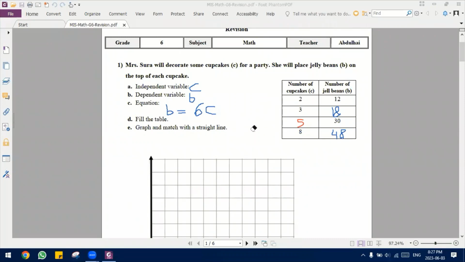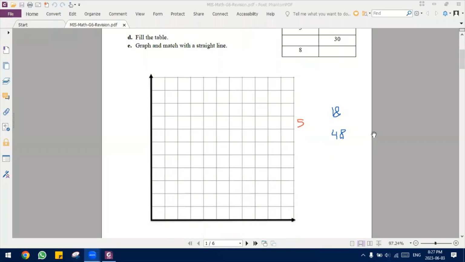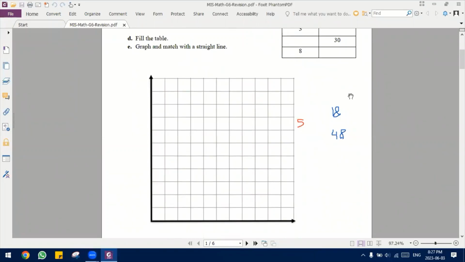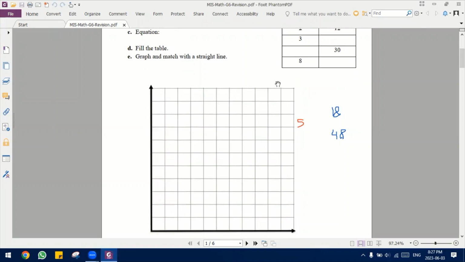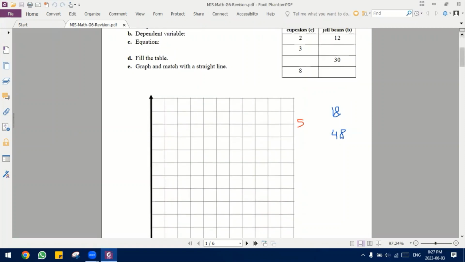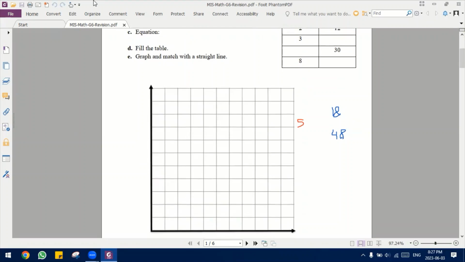Okay, so now the table is ready. Let me remove these and then let's go and do the graph. Let me just keep the table. Take it a little bit down. Okay, like this.